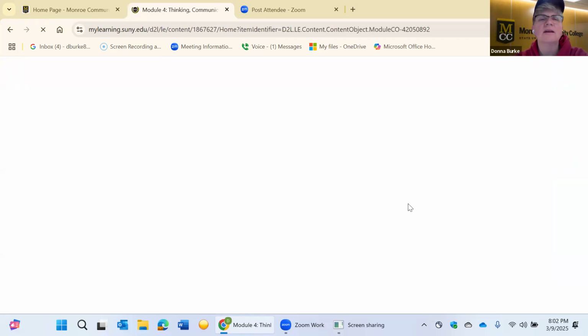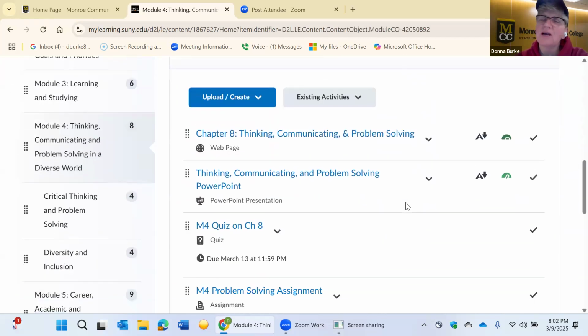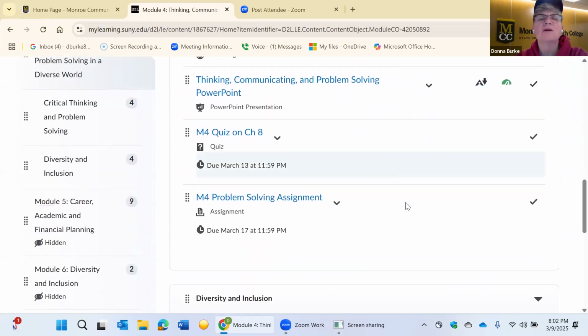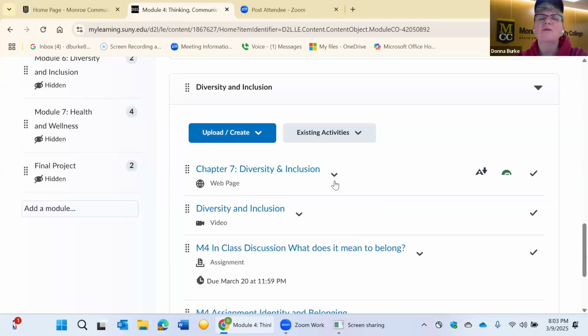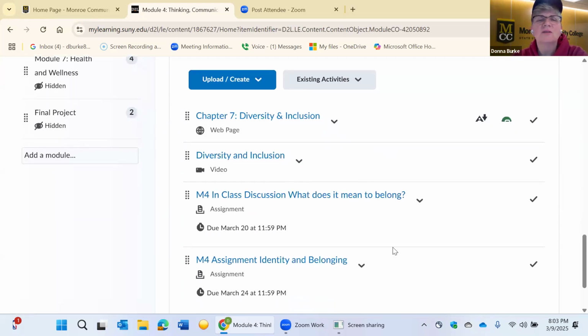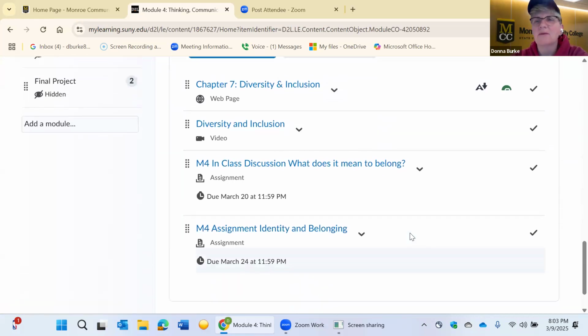Let's go back and look at it here. So again, in module 4, you have to read chapter 8. You're going to have a quiz on chapter 8, and then you have the problem solving assignment. Then you have to read chapter 7 on diversity and inclusion. We're going backwards. First you read 8, then you read 7. And there's a video on diversity and inclusion, and then the identity and belonging assignment. And that will take us to the end of March. So you've got a lot to work on.